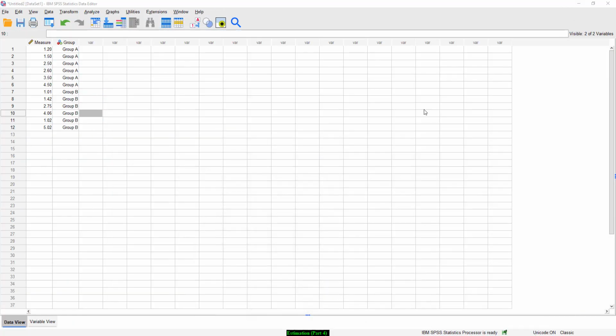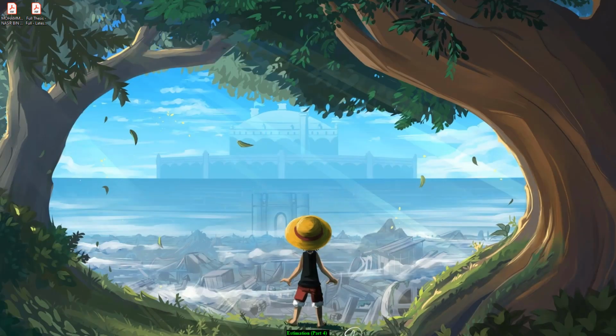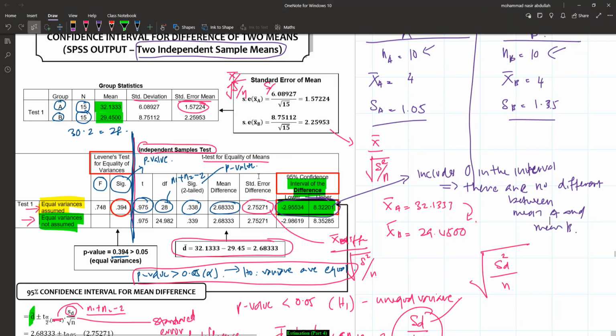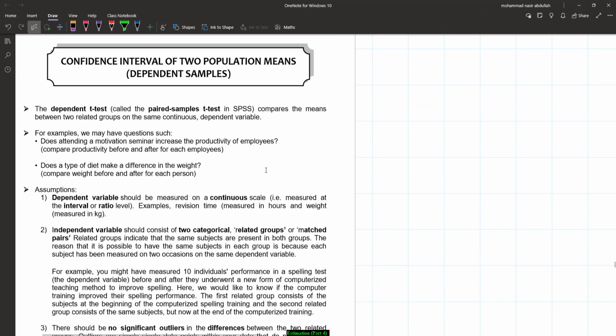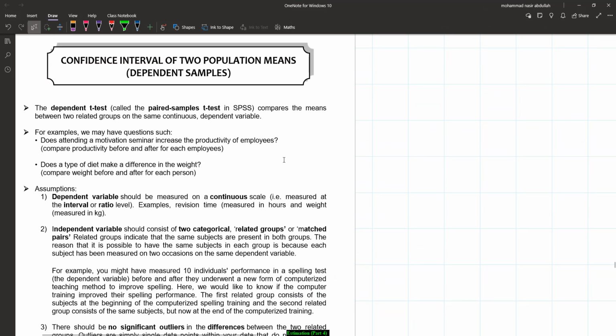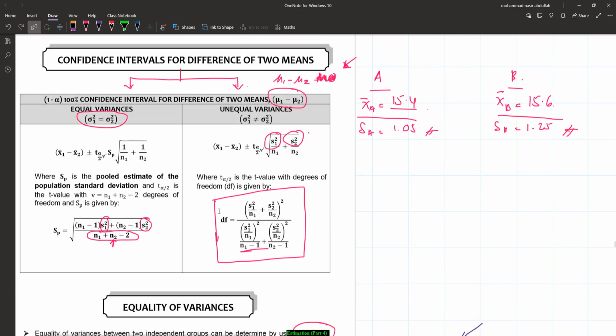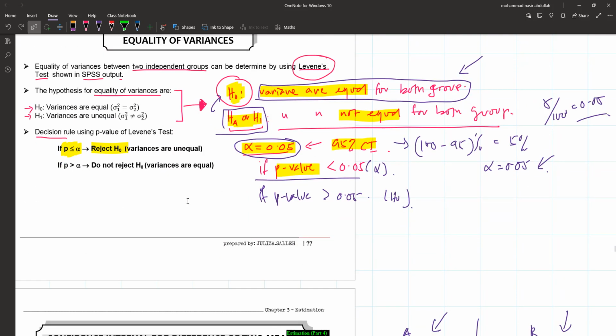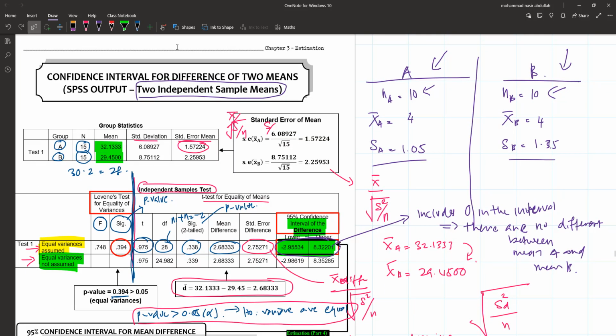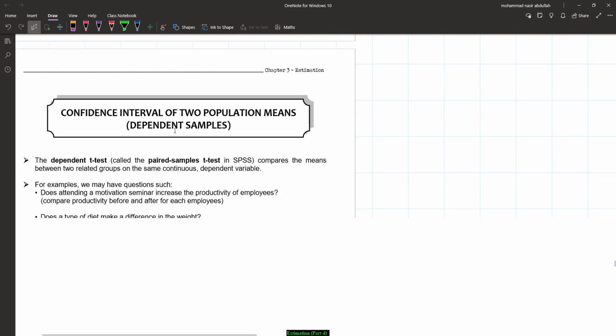Alright, let's continue on to the next one, which is the confidence interval of two population means. This is for dependent samples. Just now we were looking into independent samples, right? And now we are looking into dependent samples.